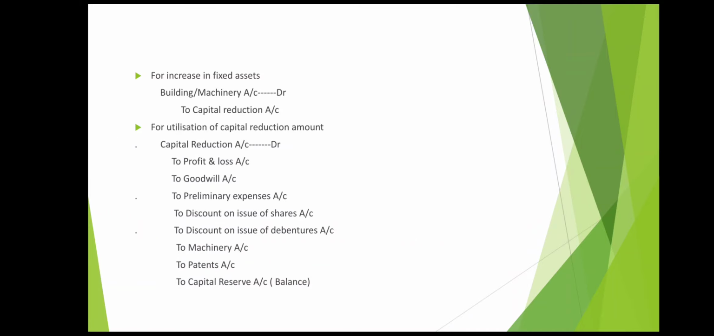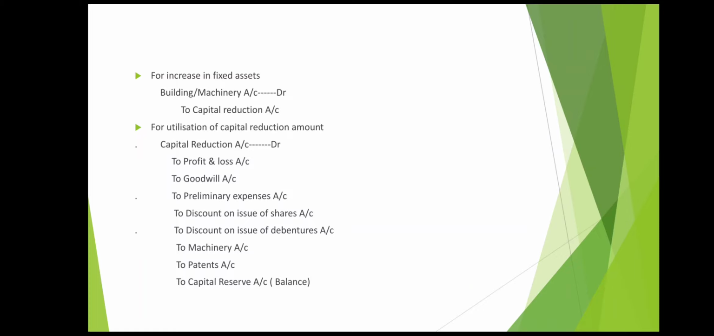Now the next entry is for increase in fixed assets. If by chance there is an increase in the value of assets like buildings or machinery, so this revalued amount also can be utilized for setting off the losses of the company. So the entry is like this: building or machinery account debit to capital reduction account. So whatever amount has been revalued or whatever increase in the value of asset is there, that you can credit to capital reduction account, and that can be utilized for setting off the losses of the company.